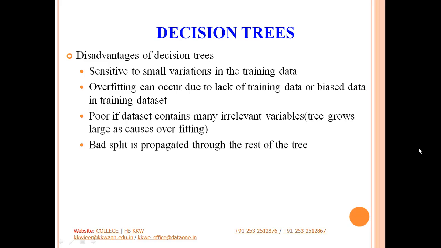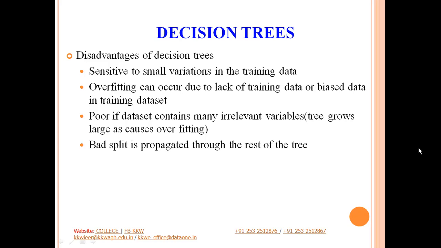This overfitting can occur due to a lack of training data. The lack of training data here means less quantity of training data, not enough data to train the model, so your model is not properly trained. So there is a chance of overfitting. Or another chance is you have biased data in the training data set, so it is biased to either a yes outcome or a no outcome. In that case also there are chances of overfitting.